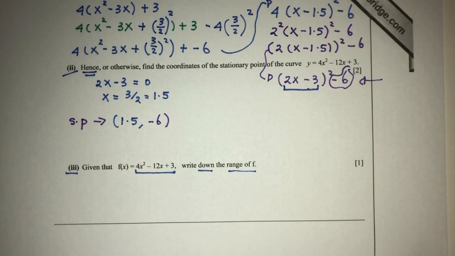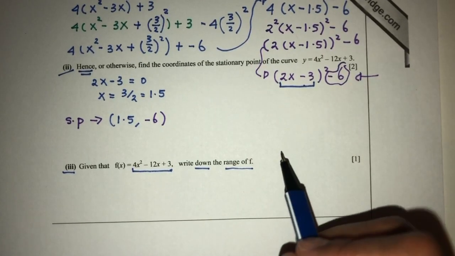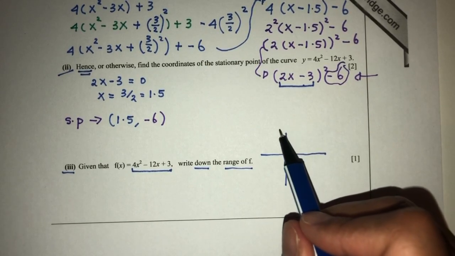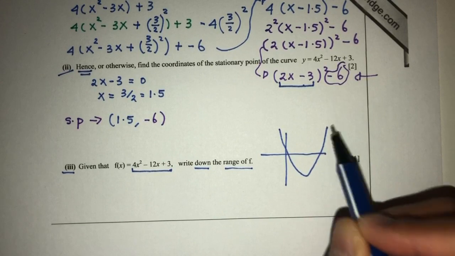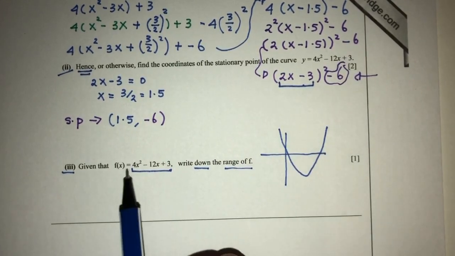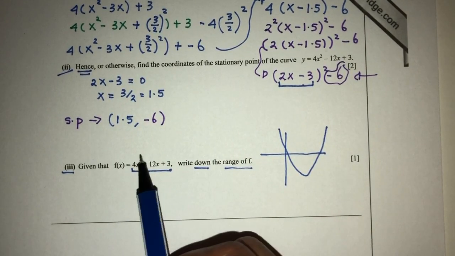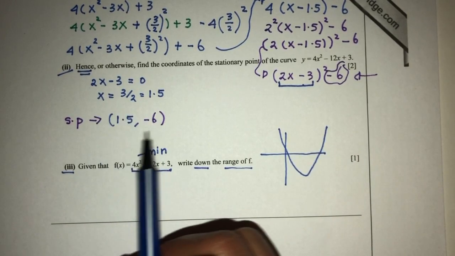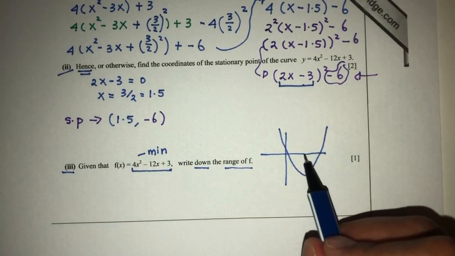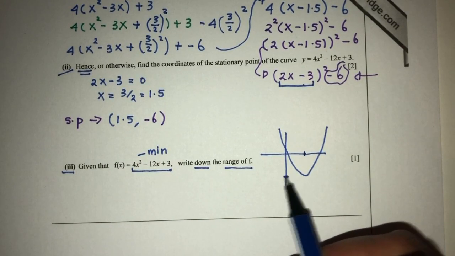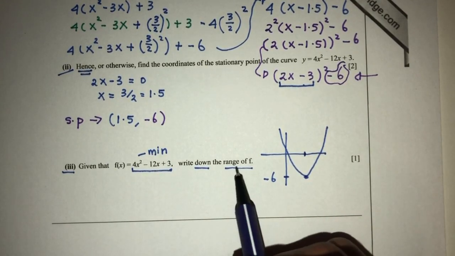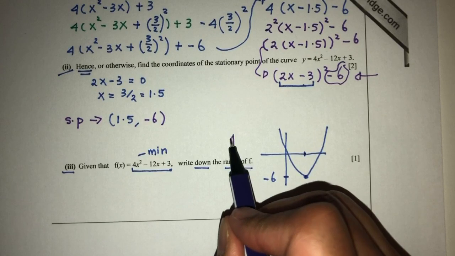Now, the range of f is always found by observing the graph. For example, this one is pretty simple. It's because we know the graph will look something like this, right? Because the coefficient of x squared is 4, it has to be a minimum curve. We know this is the shape. And we know the point here, it is the minimum point, which means this is 1.5, and the value here is -6. So the range is basically looking at the vertical values.